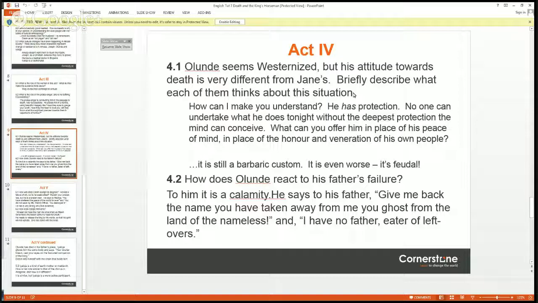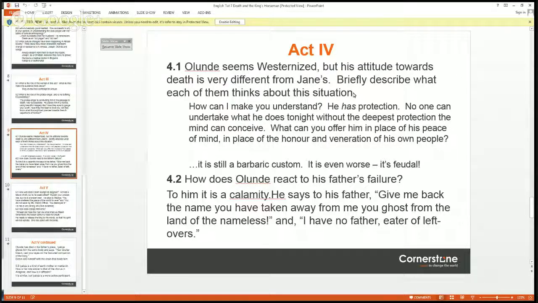But Jane cannot see it like this. She says it is still a barbaric custom. It's even worse, it's feudal. Feudal means like the ancient medieval kings who had the power of life and death over all the people who worked on their estates. All right.